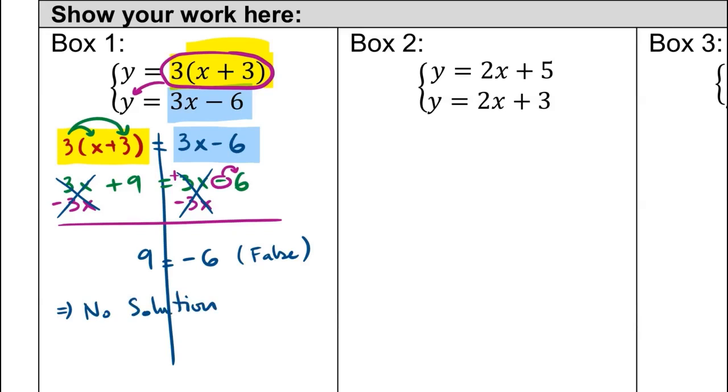Alright, number 2. If you understand number 1, go ahead and try number 2 by yourself for a second. Okay, I hope that you tried it out. y equal to 2x plus 5. So what we're going to do is substitute 2x plus 5 into the y. That will give you 2x plus 5 equal to 2x plus 3.